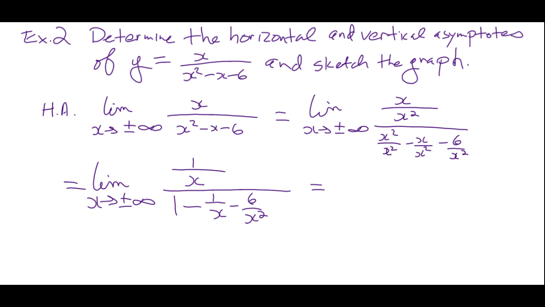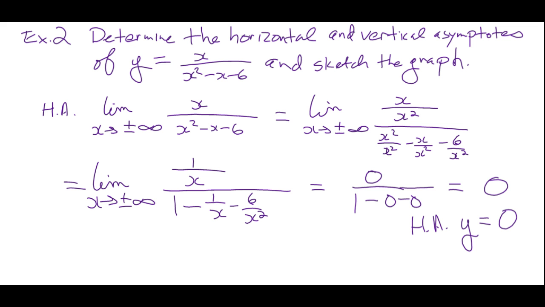Okay, so as x approaches plus or minus infinity, 1 over x is going to be 0. Over 1 minus 0, which is equal to 0, right? So the horizontal asymptote is y equals 0.